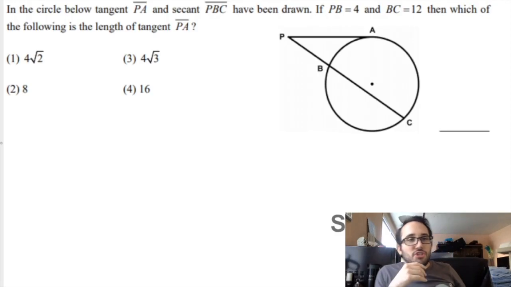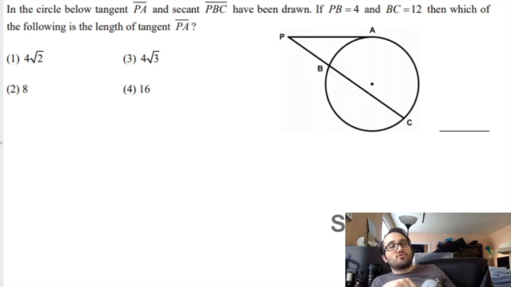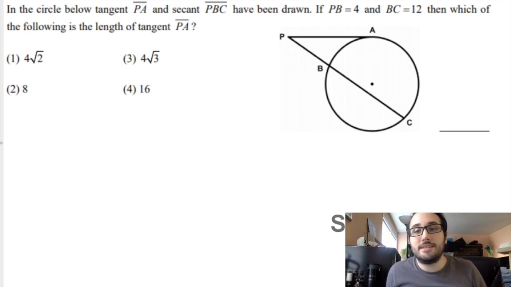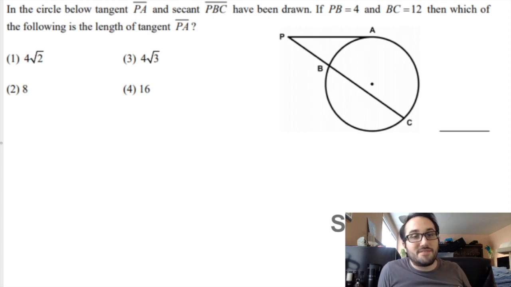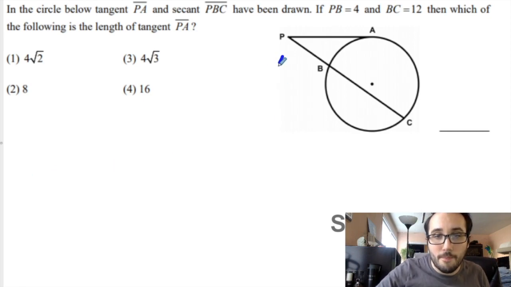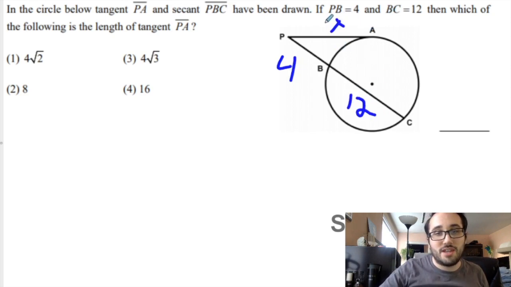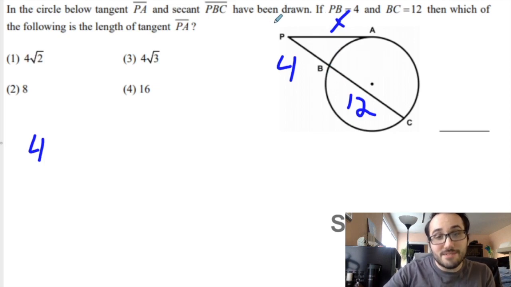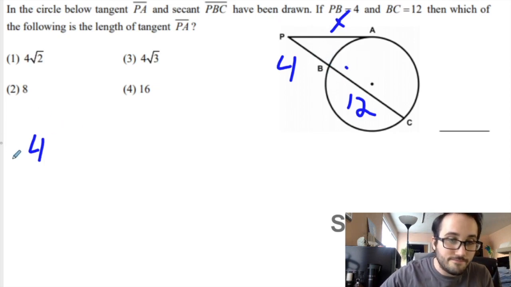Question 2. In the circle shown below, tangent PA and secant PBC have been drawn. If PB equals 4 and BC equals 12, which of the following is the length of tangent PA? Again, let's use our outside whole method and mark up our diagram. PB is 4, BC is 12, and we don't know the length of our tangent line. So let's set up an equation. We have the outside piece, that's 4, the outside of this secant, and the whole thing is 16.